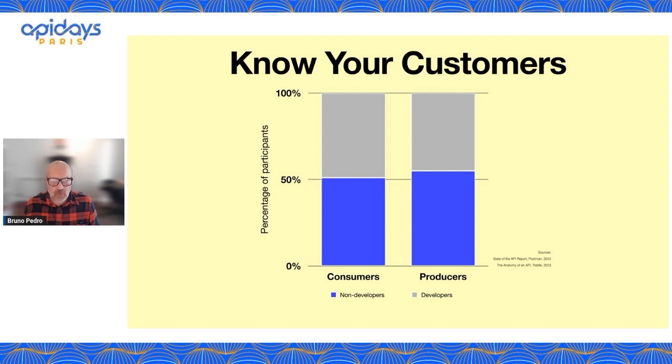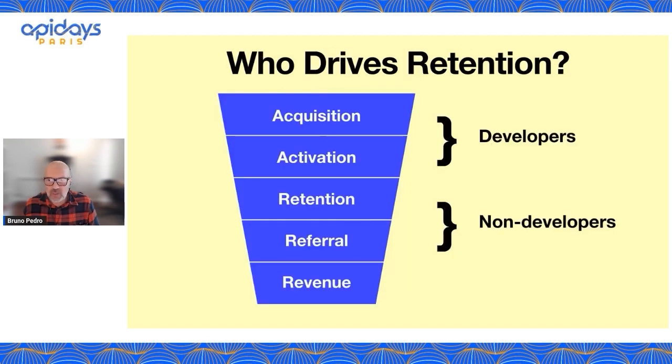So why are non-developers important? What other factors make you think that you should also address non-developers? Another factor is related to retention, so user retention. So retention is when users repeatedly consume your API product every day or every week or every month. So it means that there's a pattern of usage, and those customers or users are not going away. They keep using your API product over and over and over.